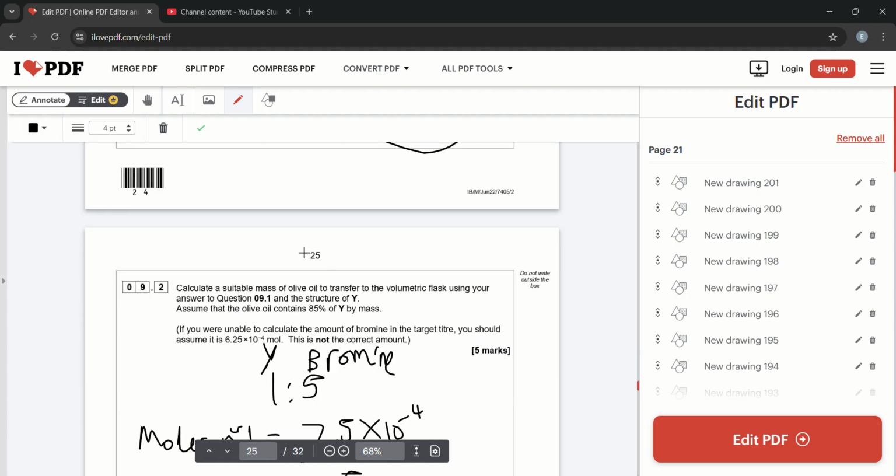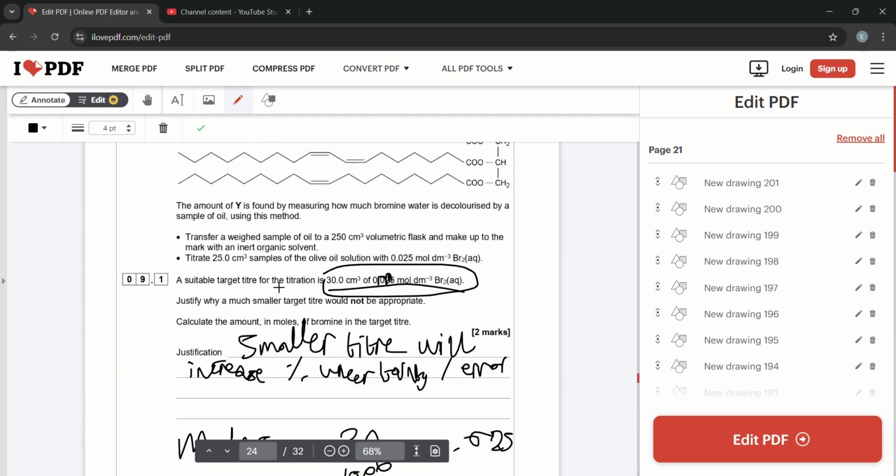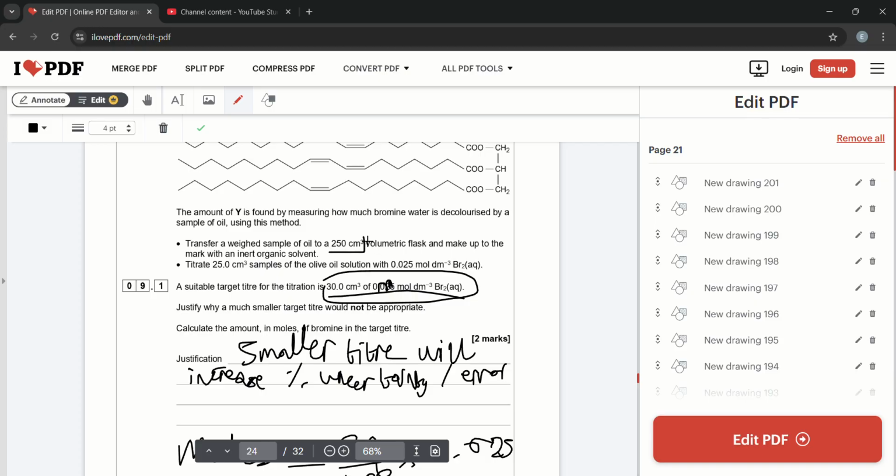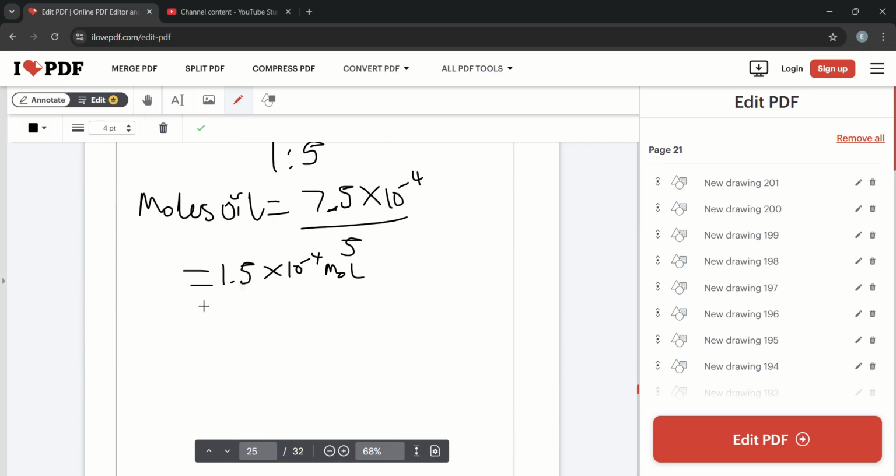We want it in the volumetric flask. Well, the volumetric flask contains 250 centimetres cubed, so we need to definitely times these moles by 10, and make sure you tell the examiner why you're timesing by 10, because this is in 25 and we need times 10 to get 250 centimetres cubed. So we get 1.5 times 10 to the power minus 3 moles.